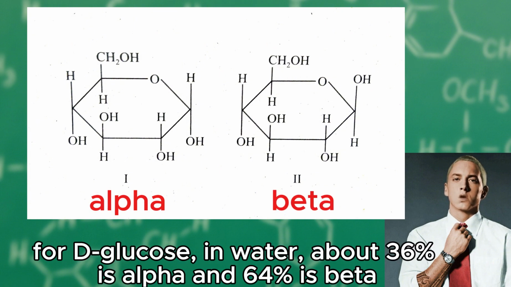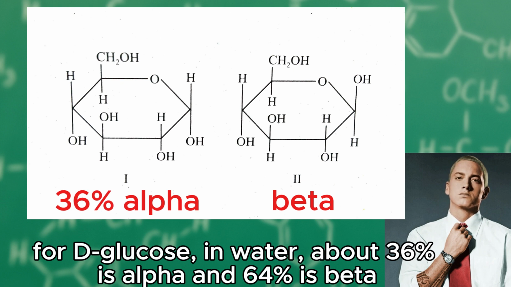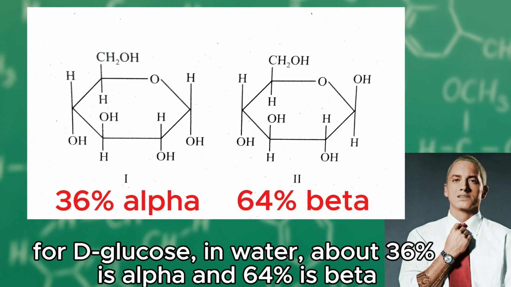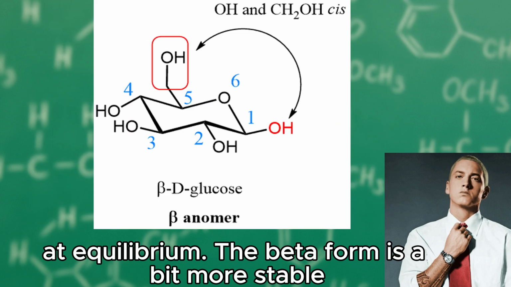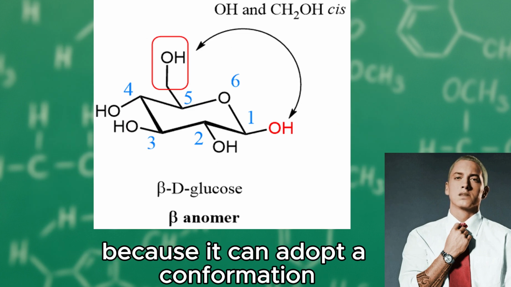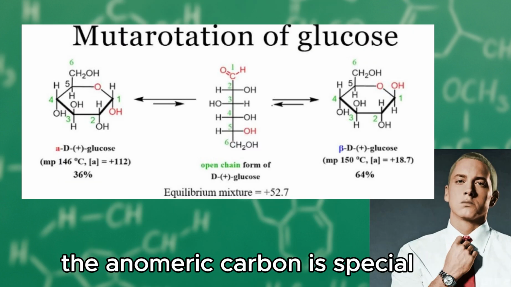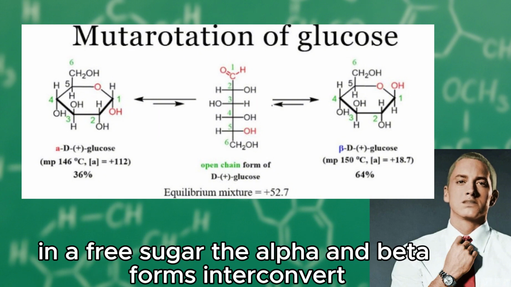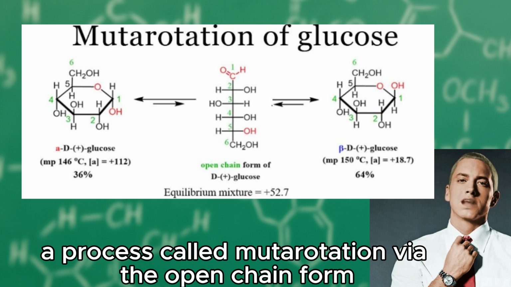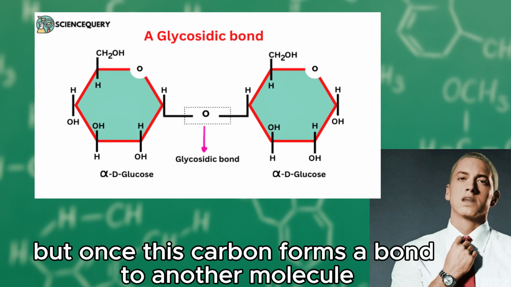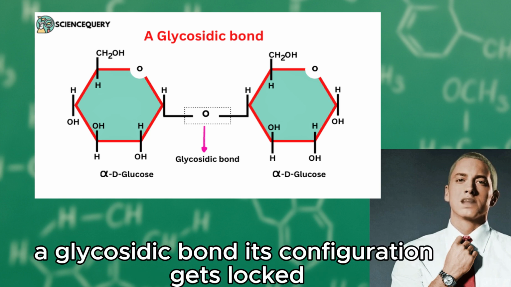For D-glucose in water, about 36% is alpha and 64% is beta at equilibrium. The beta form is a bit more stable because it can adopt a conformation where all bulky groups are in equatorial positions. The anomeric carbon is special. In a free sugar, the alpha and beta forms interconvert, a process called mutarotation, via the open chain form. But once this carbon forms a bond to another molecule, a glycosidic bond, its configuration gets locked.